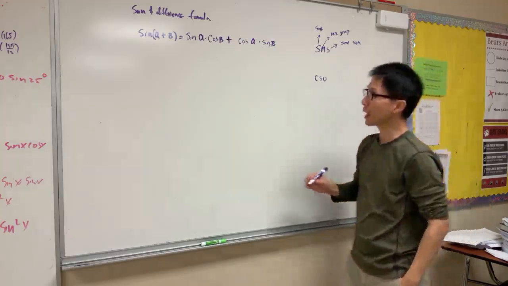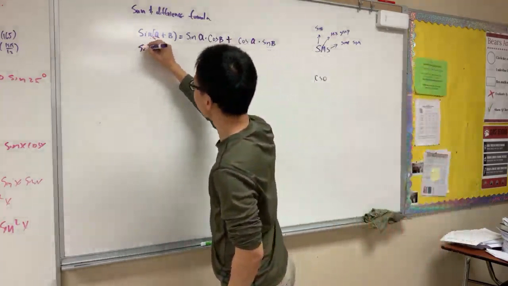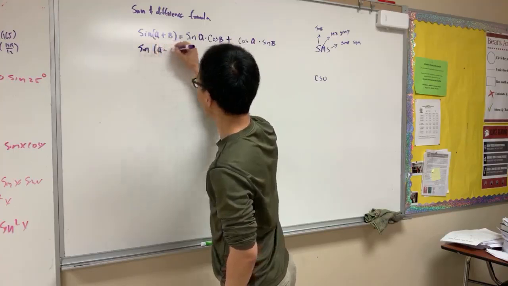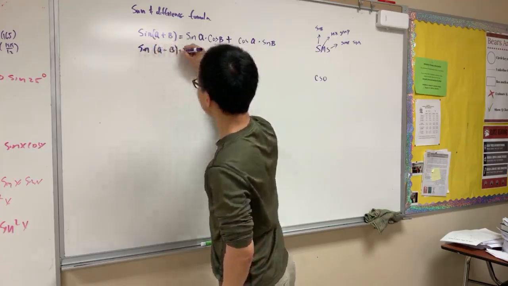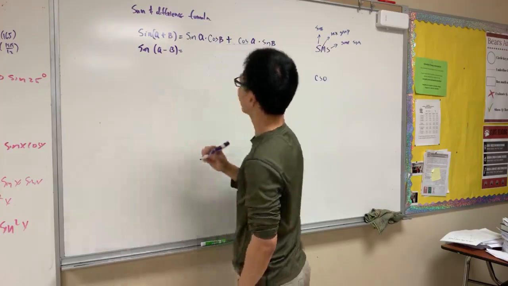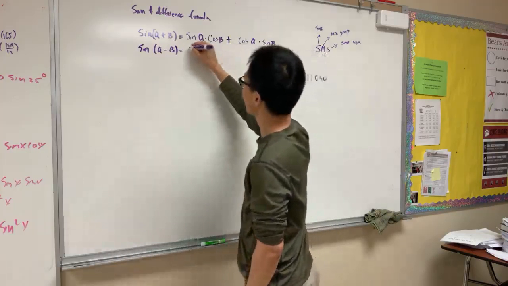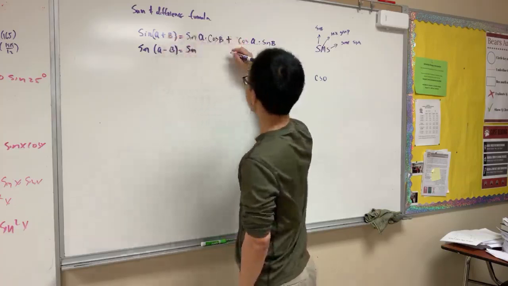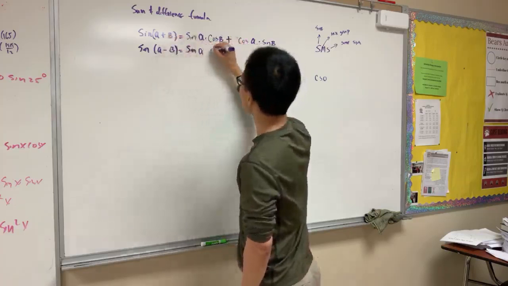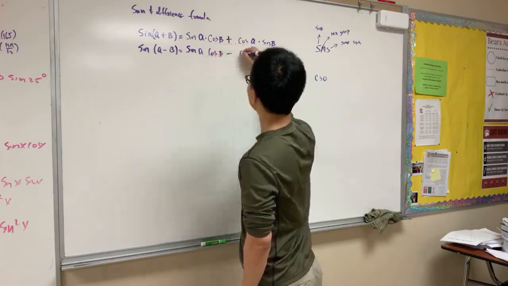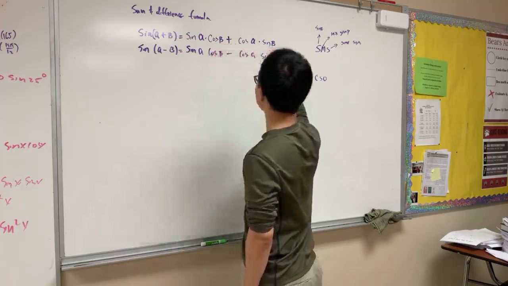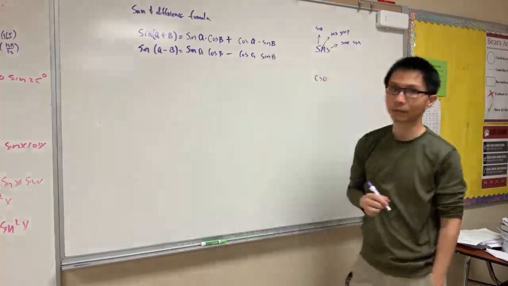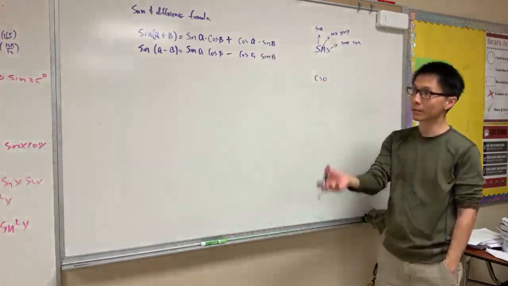Okay? Now we're going to do a minus sign also. So A minus B. It's going to be the same thing, except minus, because they say same sign as this one. So this one's going to be minus. So sine A, cosine B, cosine A, sine B. So that's called the sum and difference formula for sine.